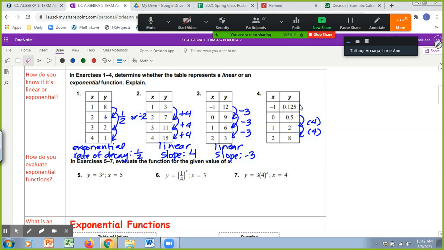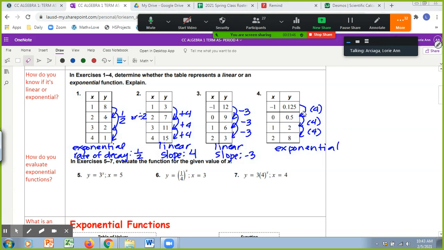What about this? If you multiply 0.125 by 4, would you get 0.5? So why are we checking? Because one ruins it for all. It could be neither linear nor exponential. That's possible. Okay, so is 0.125 times 4 0.5? Yes, very good.